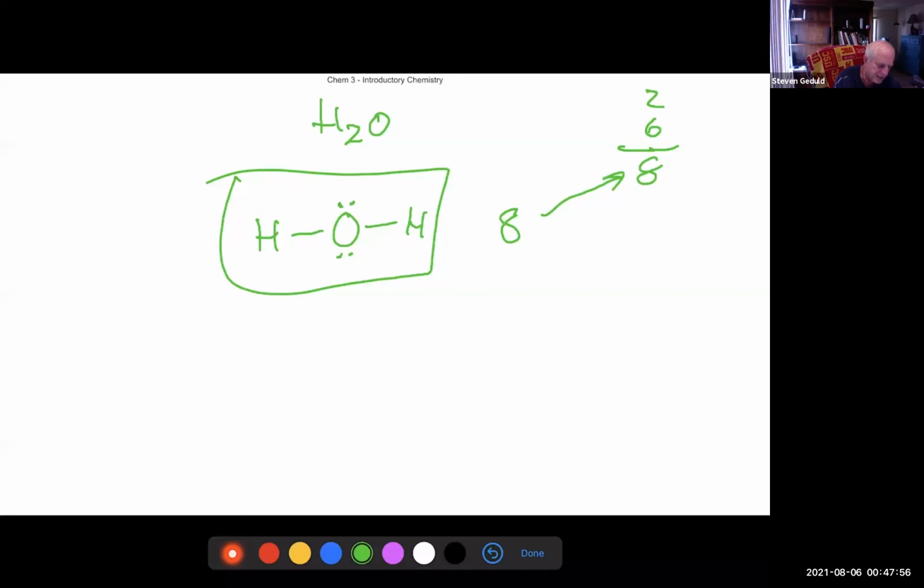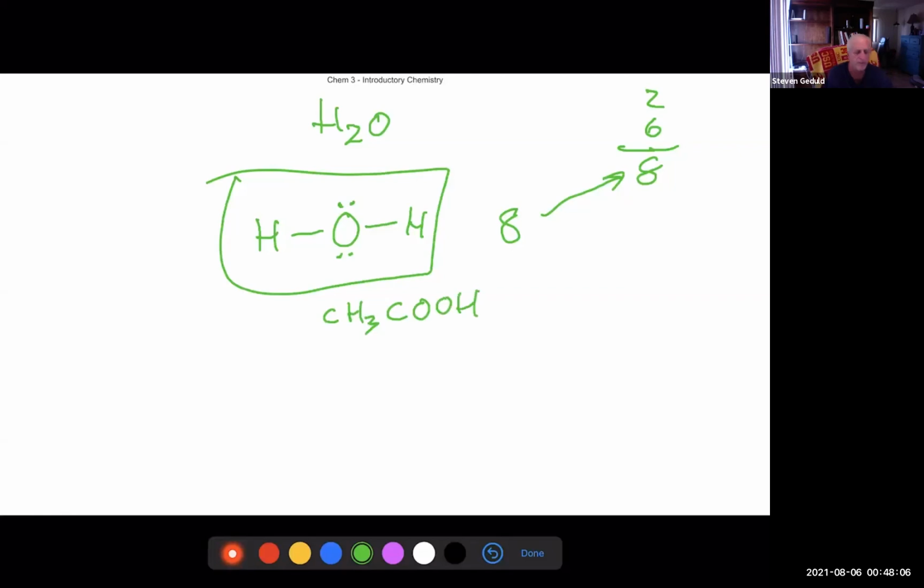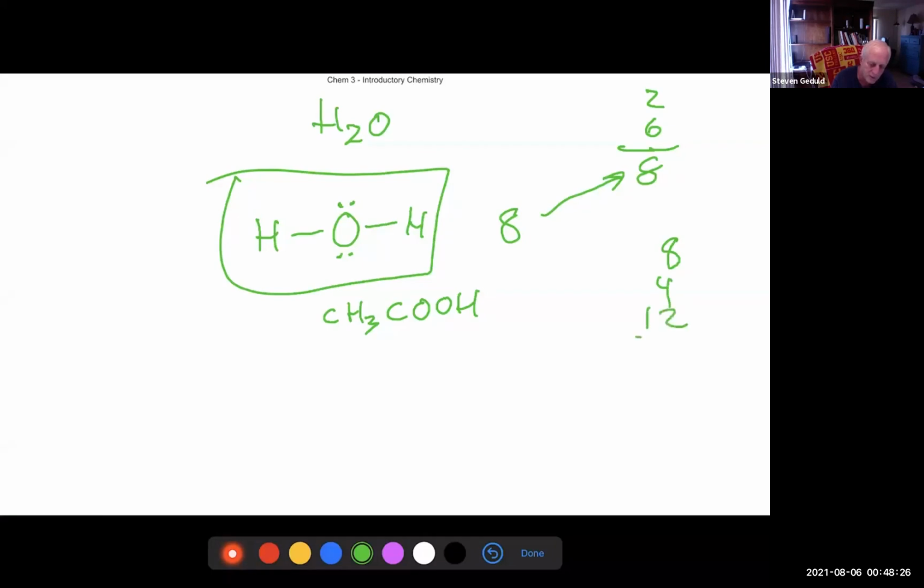Let's do acetic acid. Acetic acid is CH3COOH. Again, carbon has 4, and there's 2 of them. So that gives you 8. Hydrogen has 1, and there's 4 of them. That gives you 4. Oxygen has 6, and there's 2 of them. That gives you 12. Okay, so that gives you 24 valence electrons you have to account for.